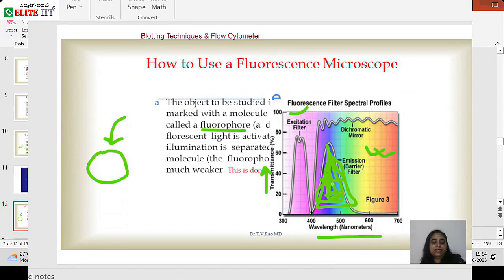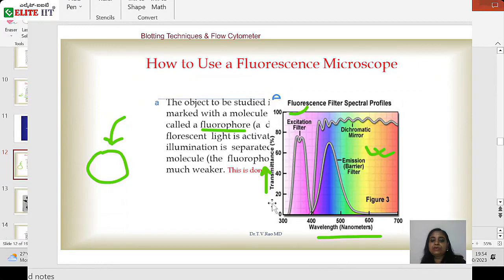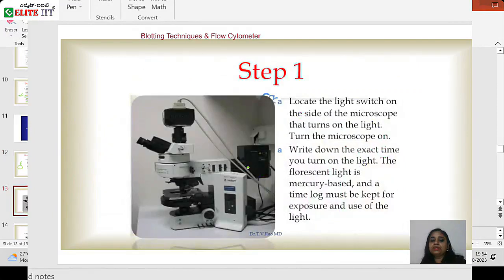And from the intensity you can identify how much fluorophore-tagged cell is present or not. So that is the thing, nothing else. So we are plotting here transmittance versus wavelength. In this graph your excitation wavelength is also given and the emission wavelength is also given.